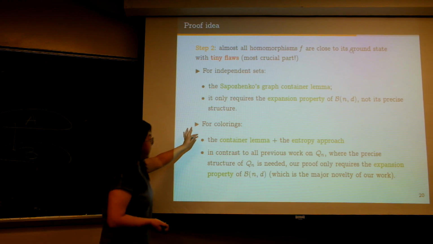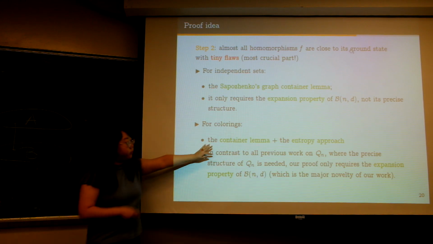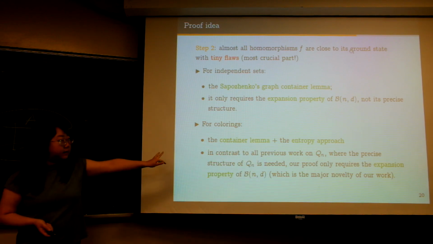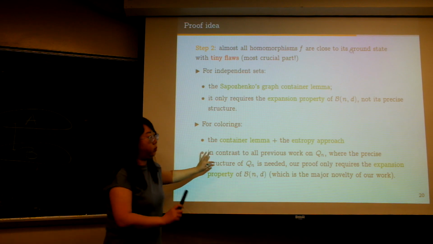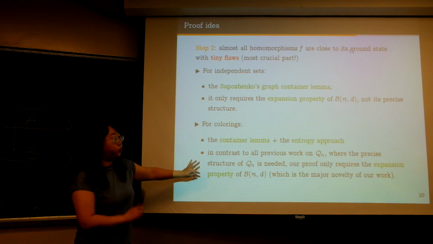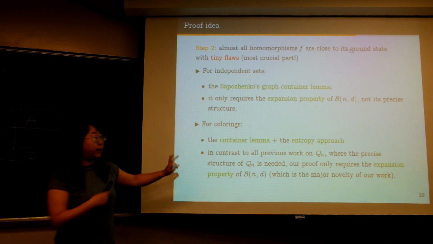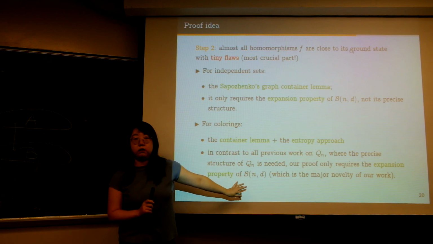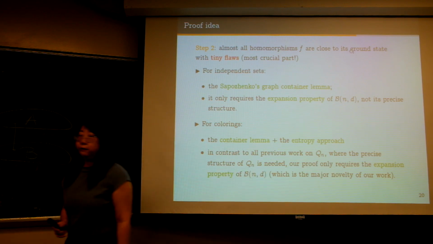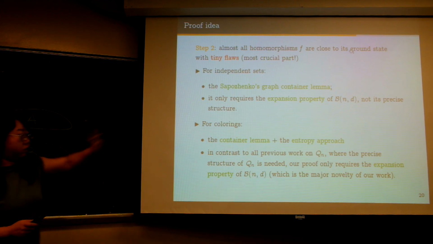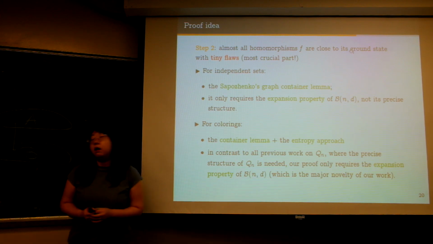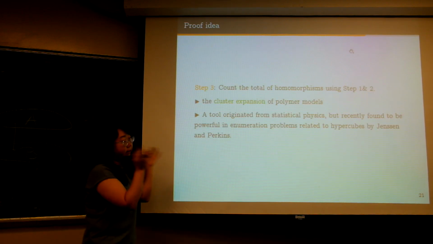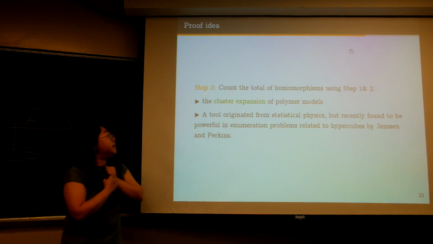And for colorings, again, it will be more complicated. Here we have to combine the container lemma with the entropy approach. And one new thing is, in contrast to all the previous work on the hypercube, where in this step they do need the precise structure of the hypercube, in our paper, for the middle two layers, we only require the expansion property of the middle two layers. So that's actually the major novelty of our work, because in step 2 we just don't need the precise structure. We only need the expansion property. And the last step just combines everything together to get the counting results or the probability distribution.